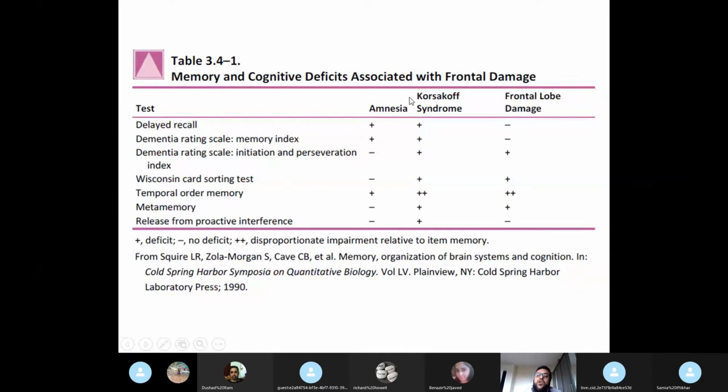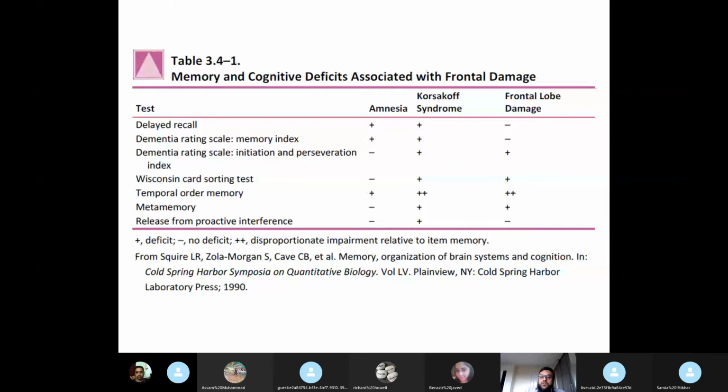Even if we draw circles and overlap them, the overlapping part will be Korsakoff syndrome. So it carries frontal lobe damage and amnesia. In the last few months I was surprised that there were clear frontal lobe signs in the patients with Korsakoff syndrome we were seeing. So we should keep it in mind.